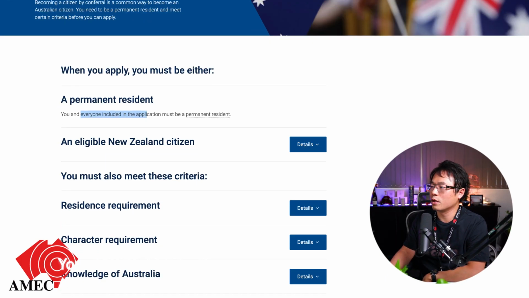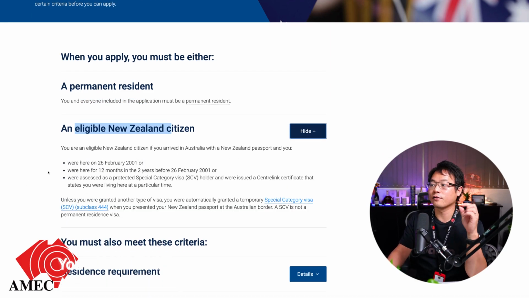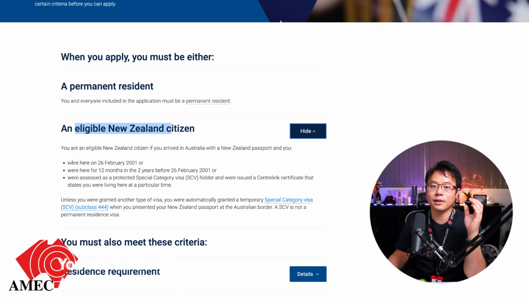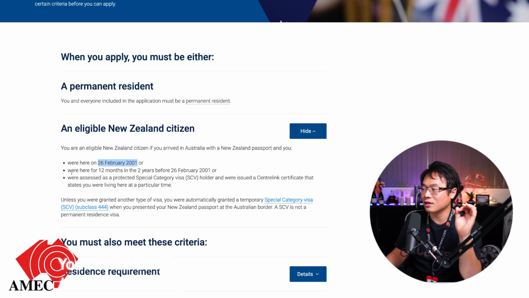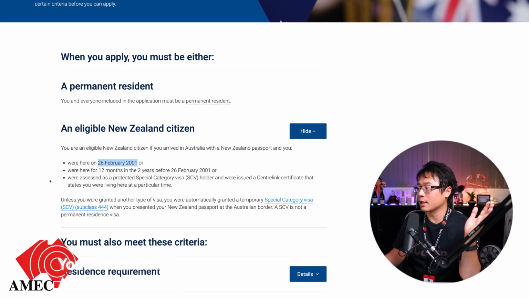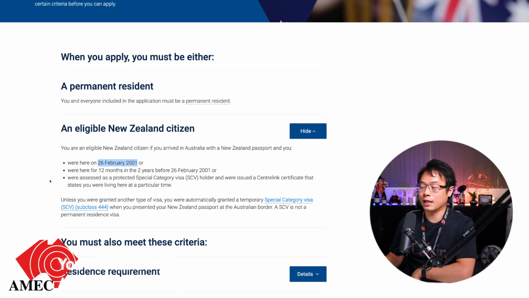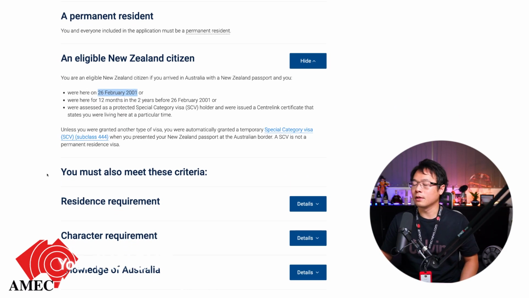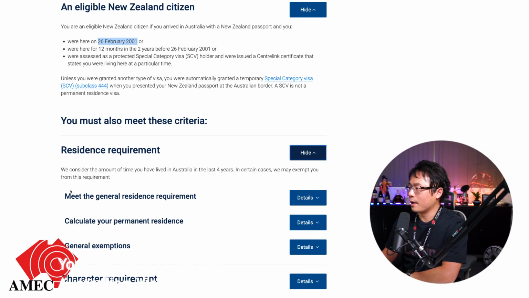Now, if you're an eligible New Zealand citizen, that is, you arrived and have continuously stayed in Australia as your permanent home before or on about February 26, 2001, then you can actually get that done. Rarely, I haven't seen any client like this, but if you're like this, you might consider becoming a citizen of Australia.